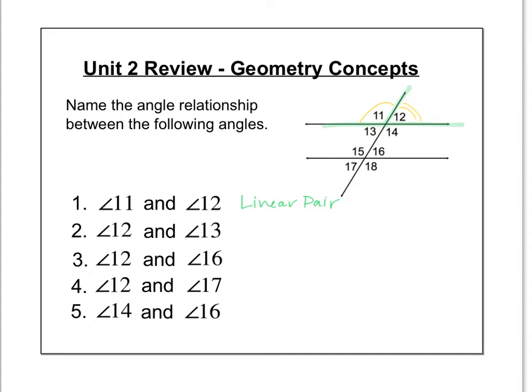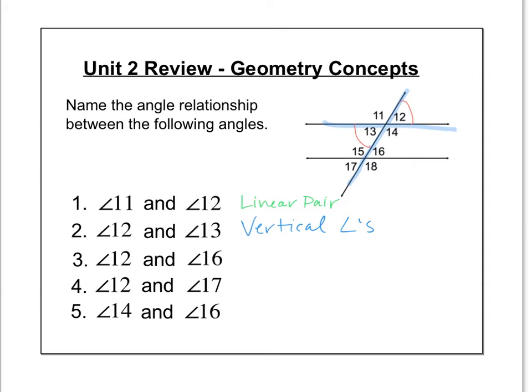Number 2, angles 12 and 13. So I'm going to erase this. And now let's talk about angles 12 and 13. So 12 and 13, it looks like they're across from each other. If you think about an X, if I draw in an X here, see how they're across from each other in that X? Those are called a vertical angle pair. So I'll just write vertical angles.